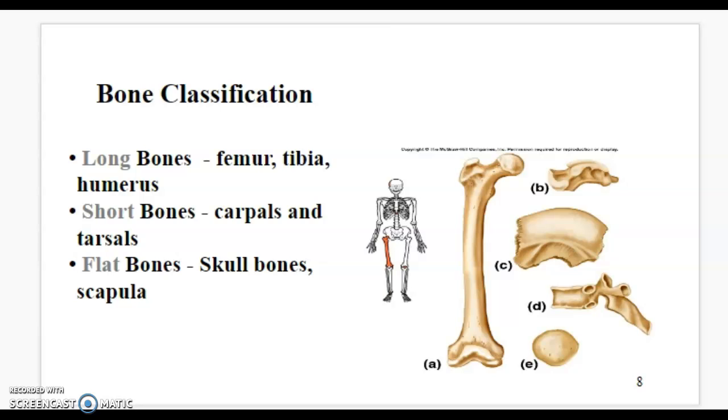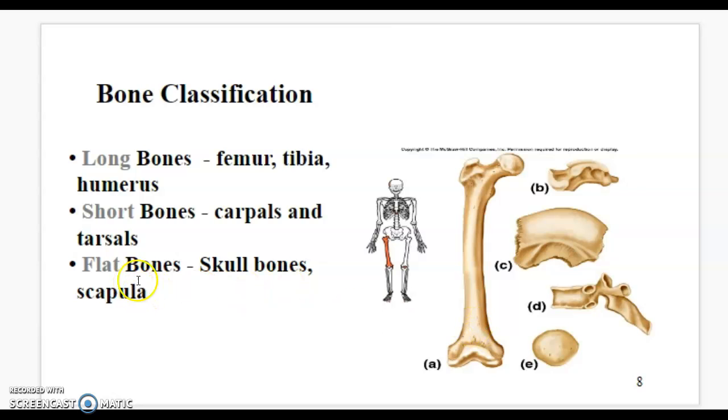Bones can be classified because of their shape. There's 5 different types of bones because of their shape. First, you have your long bone, which is here in A. Examples of that would be your femur, your tibia, your fibula, your radius, your ulna, and your humerus. Short bones, those are more like they're cube-shaped. Those would be your carpals and tarsals, such as your ankles and wrists.